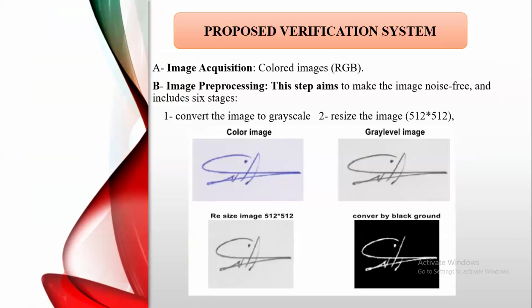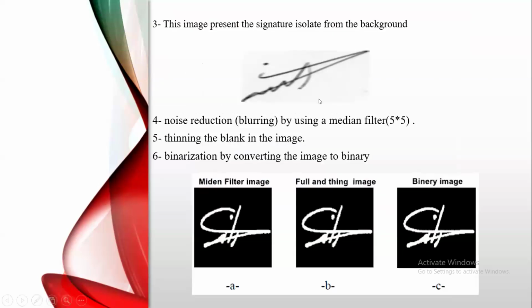Proposed verification system. After colored image acquisition, pre-processing is performed. This step aims to make the image noise-free and includes six stages. This image presents the original image. After that, convert it to a grayscale image, then resize the image to 520 by 520, and then convert to black background to isolate the signature from the background. This image presents the signature isolated from the background. And this image shows the use of the median filter. In this image, we present the thinned image. And in this image, binarization is used.